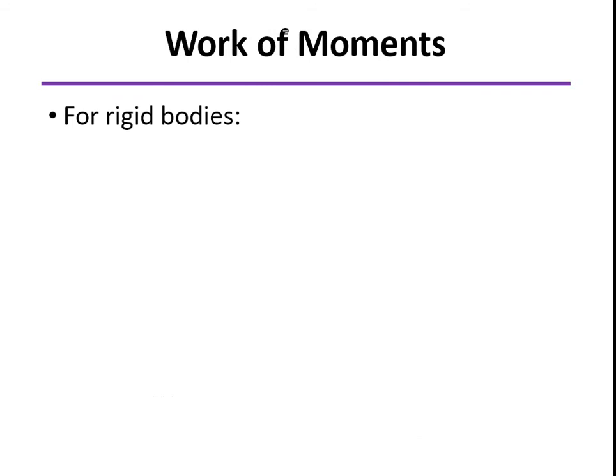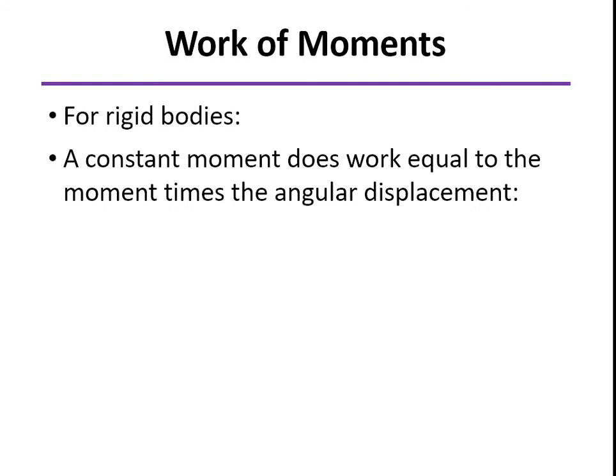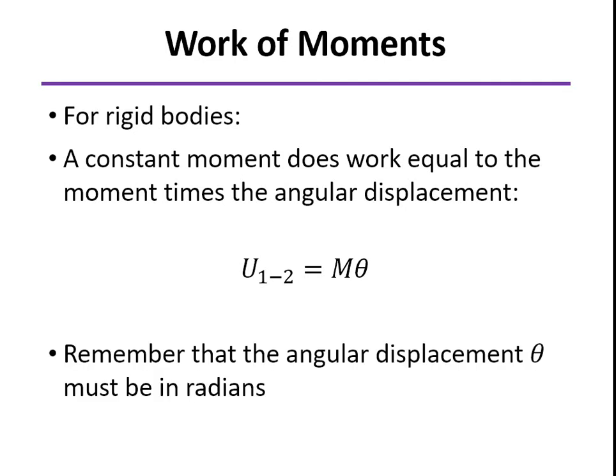Now, of course, what could be different for a rigid body is that we could have an applied moment doing work. And just like the force is the magnitude of the force times the displacement, similar for the moment, except that the displacement, of course, will be the angular displacement. And the units of work and of the moment are the same, for example, foot-pounds or Newton meters, which means that the angular displacement theta must be in radians for the units to work out correctly.